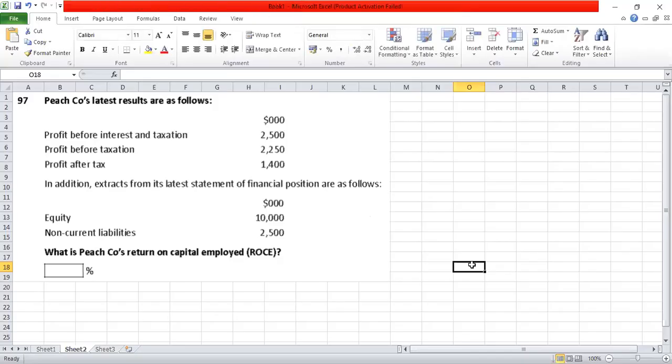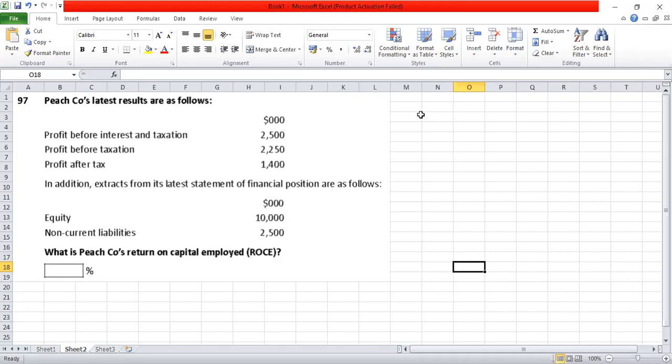Peach Company's latest results are as follows. We have profit before interest and taxation, profit before taxation, profit after tax. There are three different profits which are given. And in addition, extracts from its latest statement of financial position are as follows. The equity and the non-current liabilities amounts are given. We need to calculate what is ROCE.